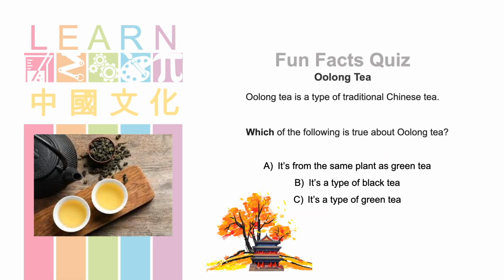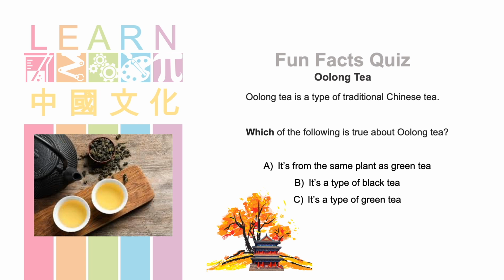Let's begin with a fun fact quiz. Oolong tea is a type of traditional Chinese tea. Which of the following is true about oolong tea? A. It's from the same plant as green tea. B. It's a type of black tea. C. It's a type of green tea. I will give you some time to think about the answer.